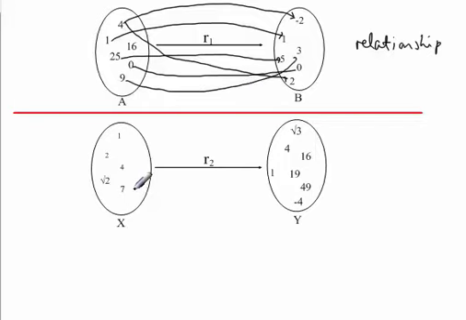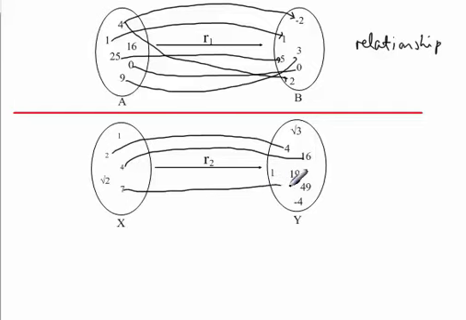Now when you come this side, there is another relationship which I call R2. Then 4 goes to 16. And the 2 is sent to 4. And the 7 is sent to 49. And nothing else. There's nothing else I can do here.